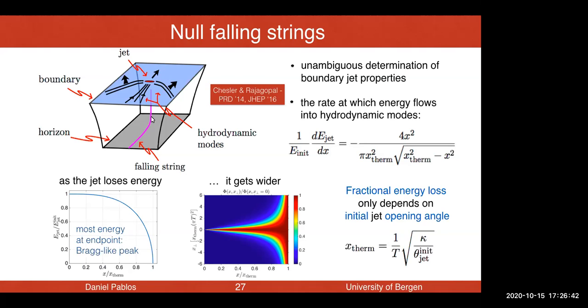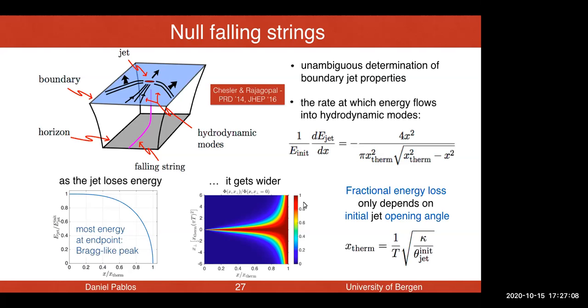So what's happening is that as the jet is losing energy, most of the energy will be lost towards the end, because most of the energy of the string lies at the endpoint, and the endpoint is the last part of the string to fall. It gets wider.